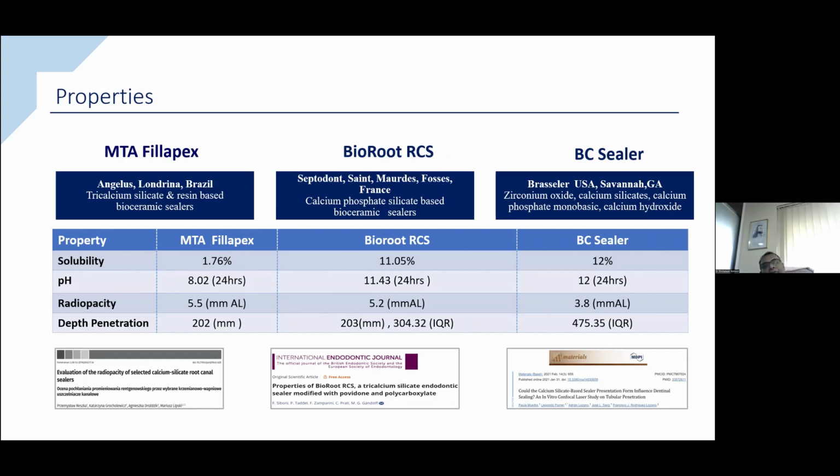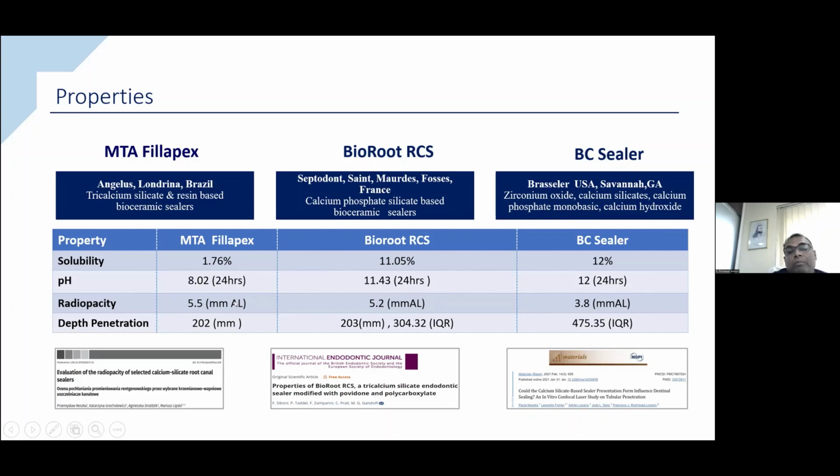So everything started from MTA. Fill Apex is one of the brands, followed by BioRoot RCS and BC sealers. These are currently used in the market. If you see the solubility, MTA shows the least solubility, that is 1.76%, followed by 11% for BioRoot RCS, and a maximum of 12% for BC sealers. The pH, which plays an important role in bioceramic sealers, is 8 for MTA, 11 for BioRoot RCS, and a maximum of 12 for BC sealer.